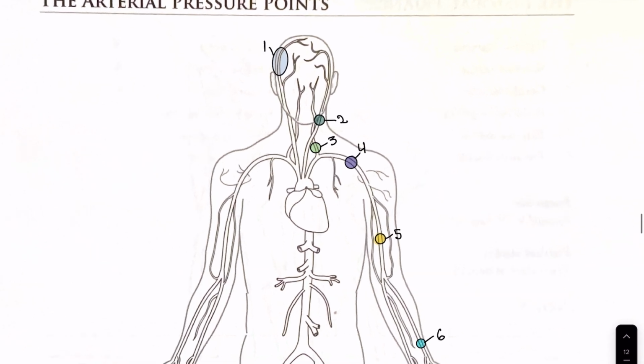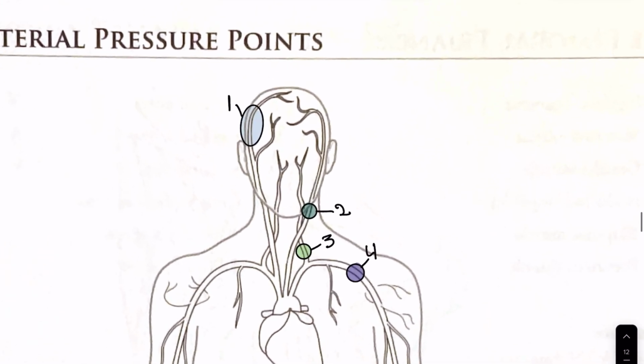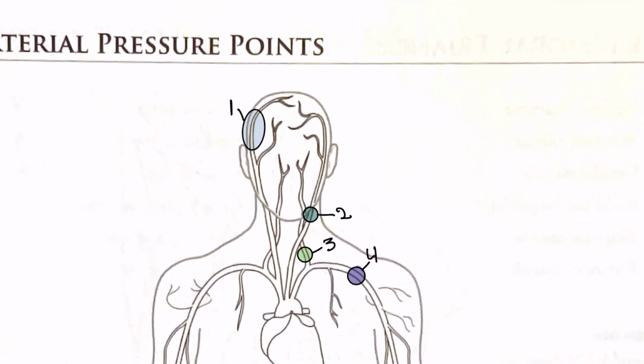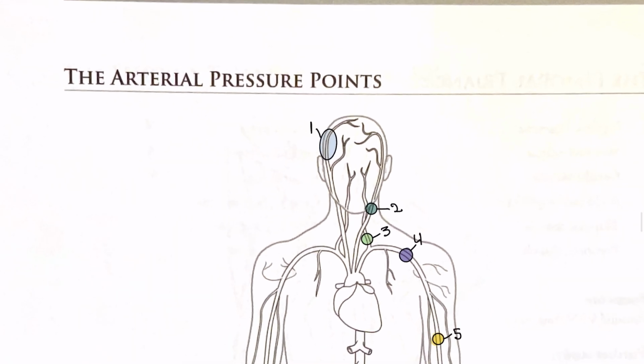But as for the arterial pressure points, let's go through them. So number 1, that's going to be the superficial temporal. One thing you'll notice with this page is if you've been diligent with studying your arteries, it'll be no problem for you. For those of you that didn't, now's your time. So, number 1, superficial temporal.